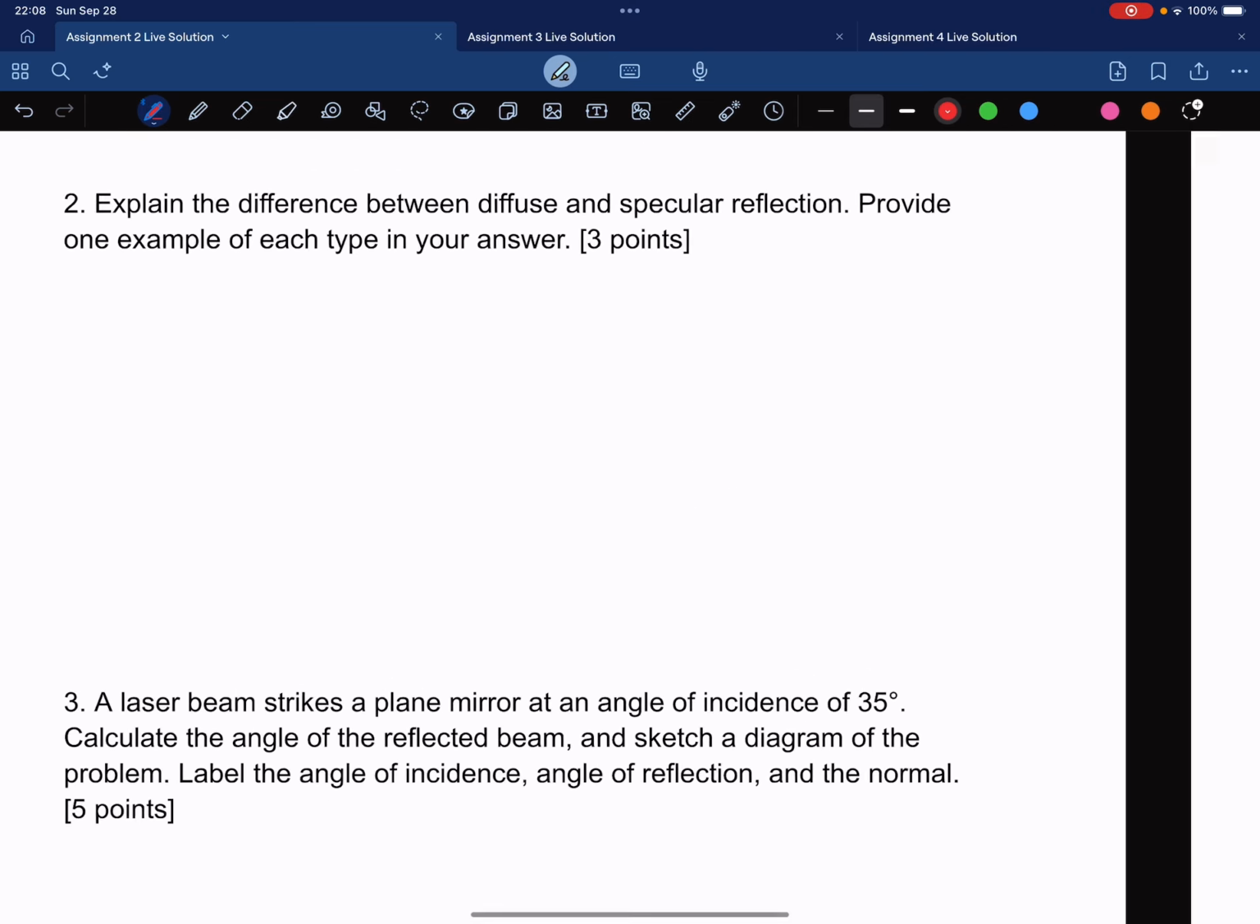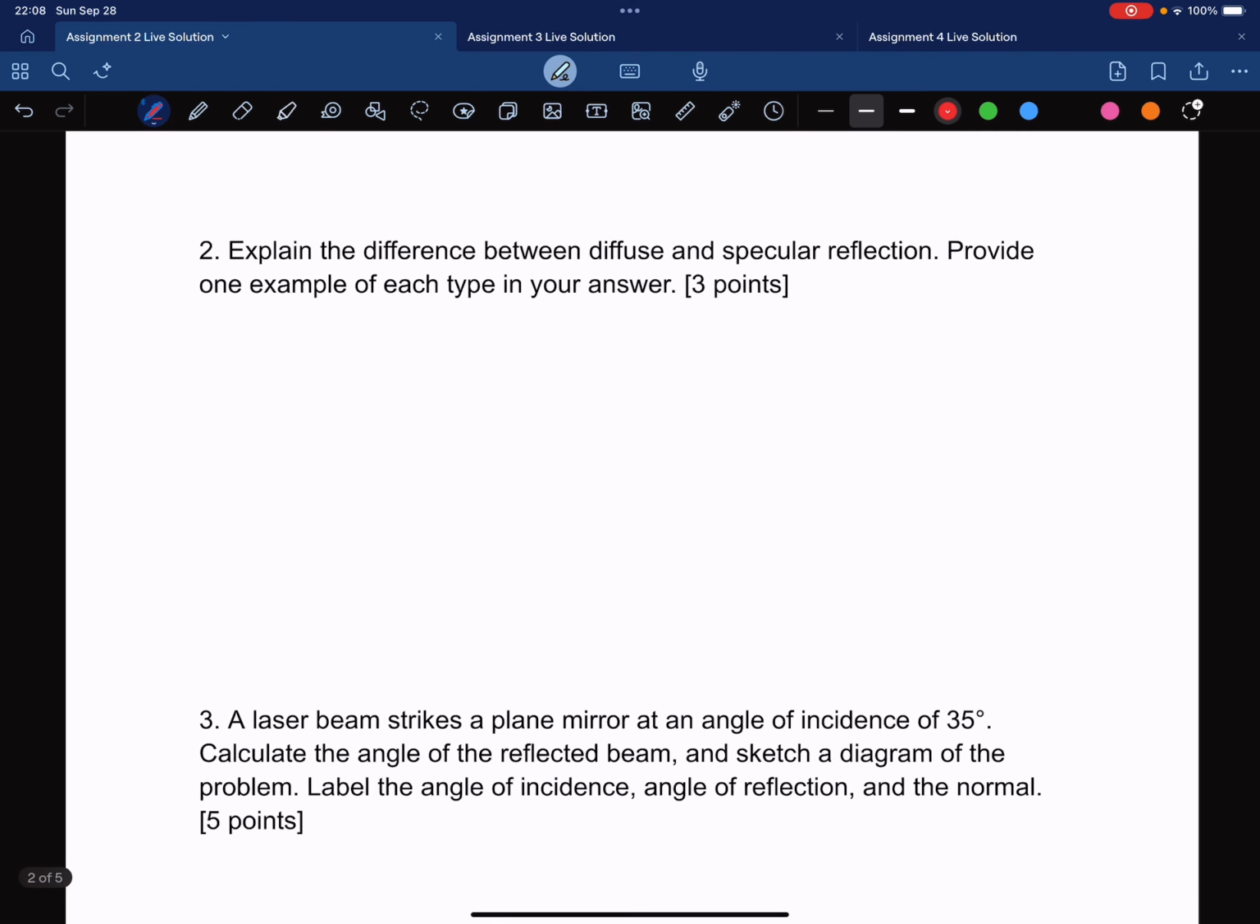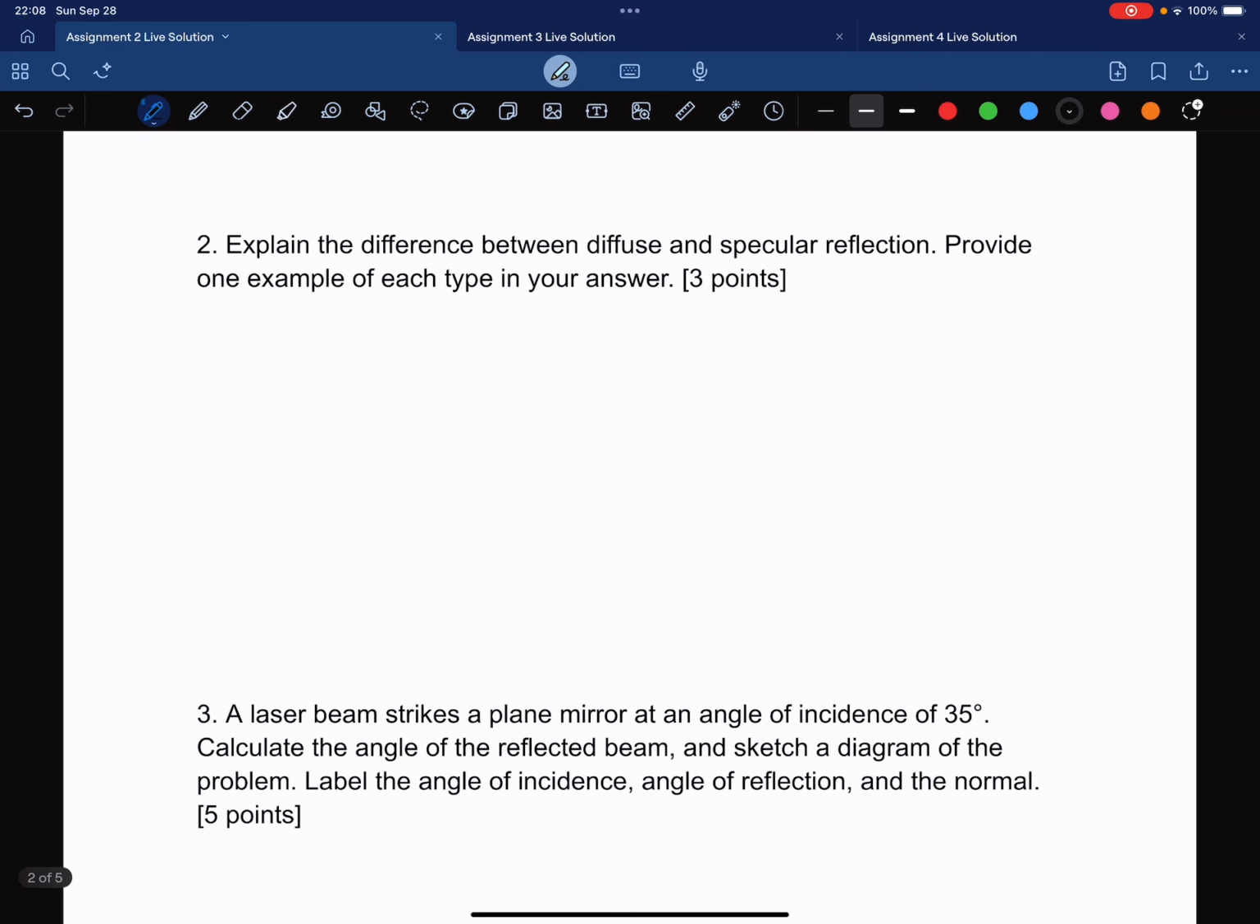Question 2. Explain the difference between diffuse and specular reflection. Provide one example of each in your answer. So over here I will do diffuse, and over here I will do specular.